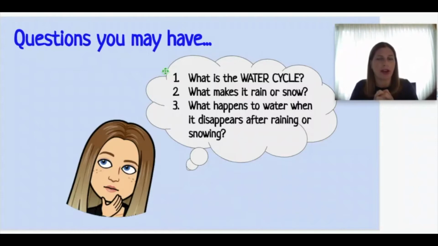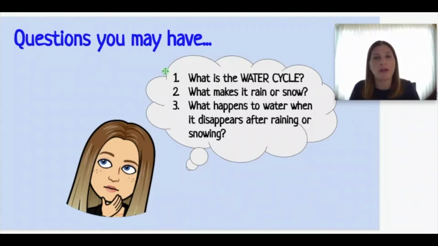Another question I thought you might have is, what makes it rain or snow? It's been raining so much lately, and this past winter, we had a lot of snow here in New Jersey. So you might be thinking, what makes it rain or snow? How do the clouds decide when it's time for it to rain or snow? And we're going to get to the bottom of that answer as well.